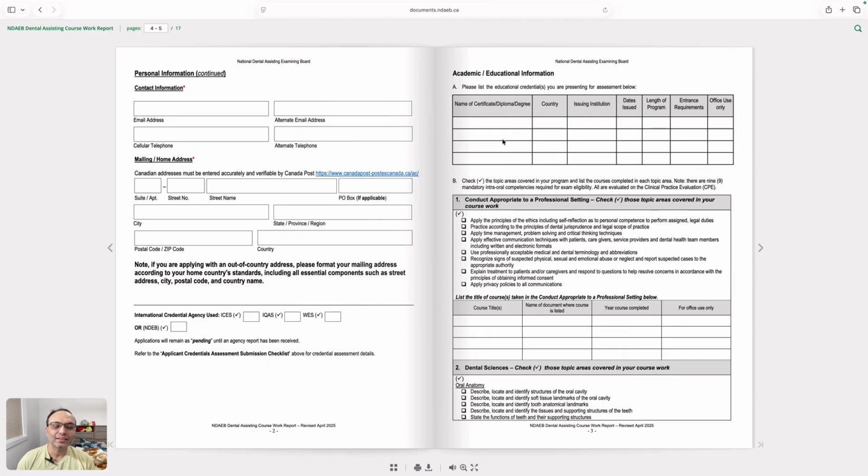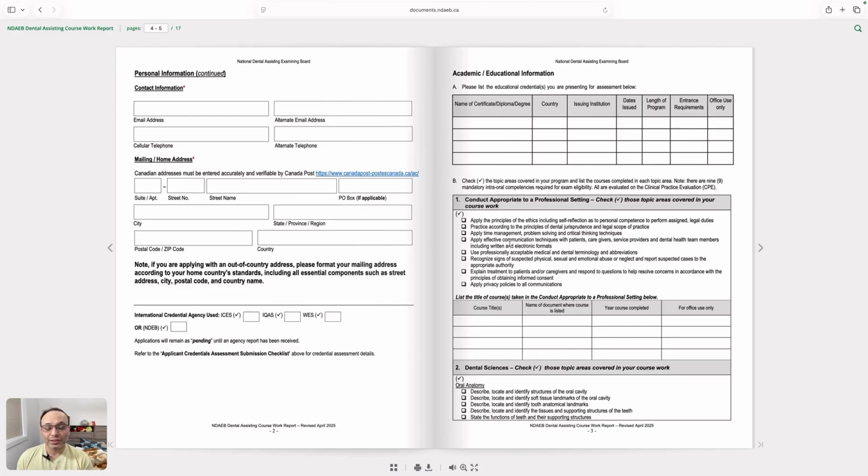In the B section, this is where you will need to find out where you completed these topics or subjects in your dental school. For example, number one is regarding ethics. In my case, I remember completing the ethics part of my dental schooling in year four. So I will look at my transcript or mark sheet of fourth year or final year and see if I covered these subjects in that period or not.